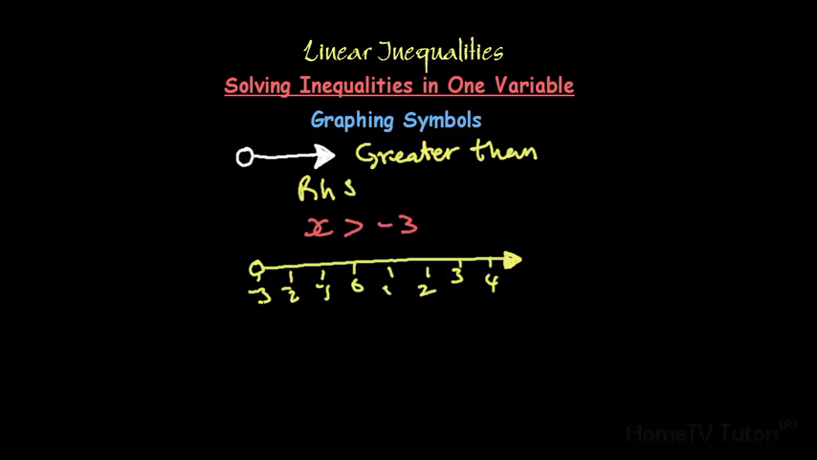So we use the open circle on -3 since x is not equal to -3. Then we draw an arrow to the right to indicate that x can be any number greater than -3. Okay, the greater than symbol has an open circle. It points to the right hand side.